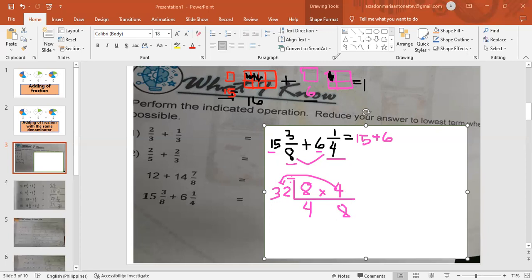So what are we going to do to number 4? This time it's here times that one here. Whatever you do in the denominator, you have to do it also here in the numerator. That is 4. And then also here, that is 4 times 8. And then times 8 here. So you have already the common denominator and that is 32.